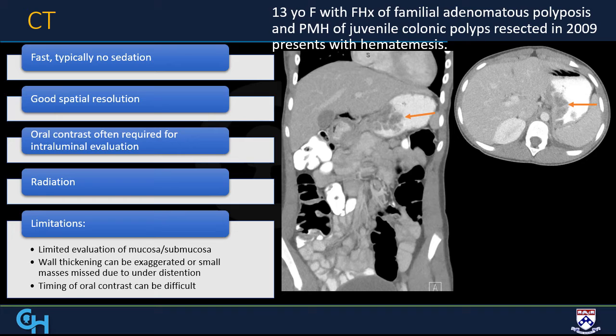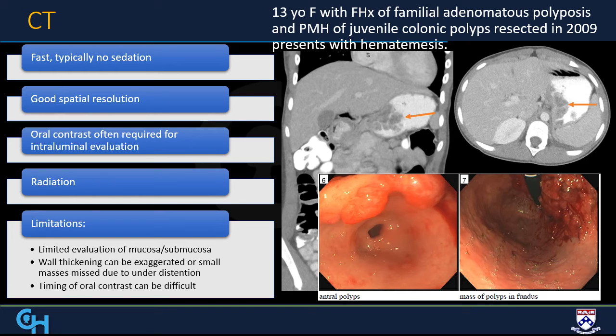Due to this presentation, she ended up going for an EGD, which showed multiple polyps within the stomach, and they were biopsied, which demonstrated juvenile polyps. Due to the number of polyps, she was diagnosed with juvenile polyposis syndrome, and she is monitored every 6 months with EGDs. Unfortunately, 2 years after this exam, she was diagnosed with grade 1 adenocarcinoma, and she ended up having a gastrectomy, and she is currently in remission.